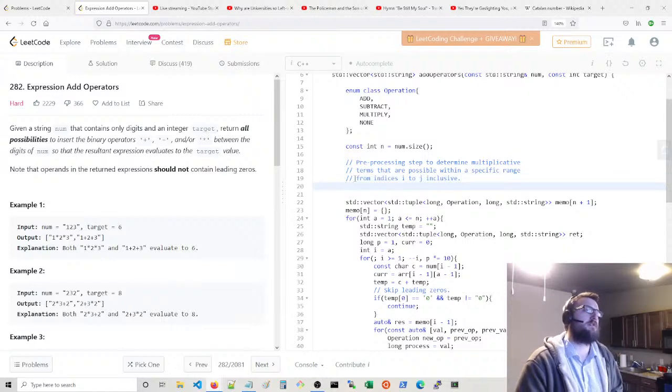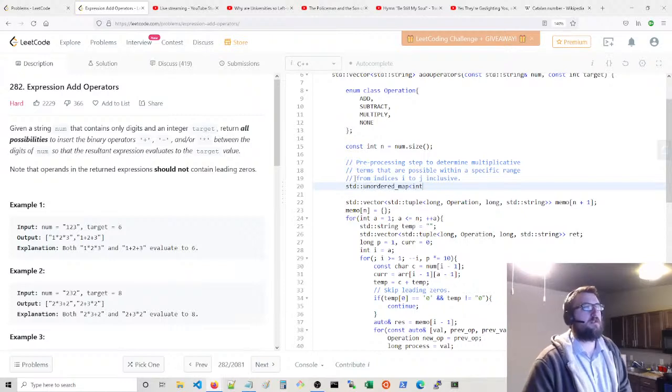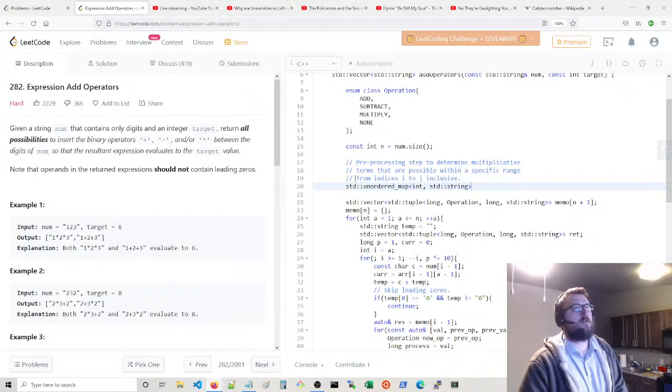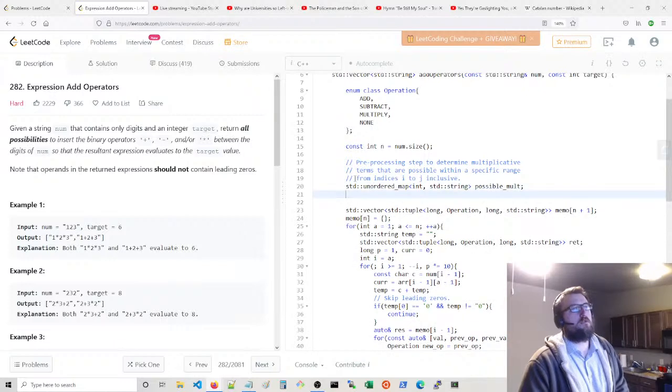All right, something like this. So yeah, we'll have an associated set of strings for a given range. I'm going to use an unordered map, but that should be fine. We're going to say multi map or something, memo, or just a possible mult. Yeah, something like this.